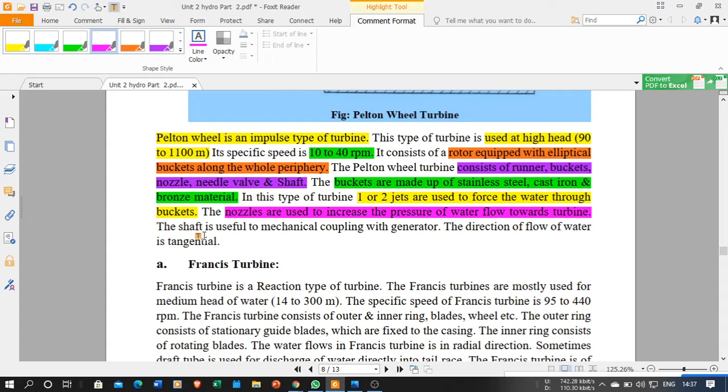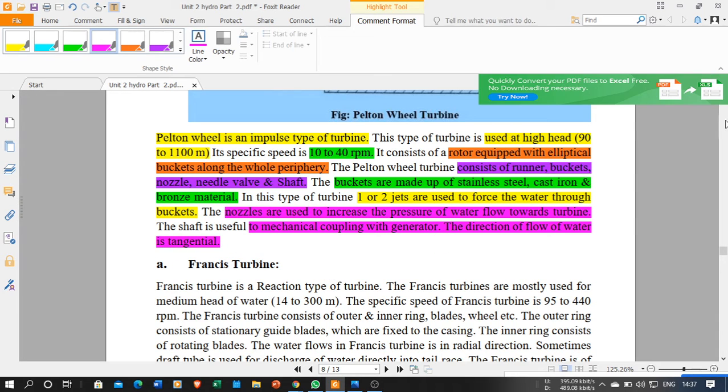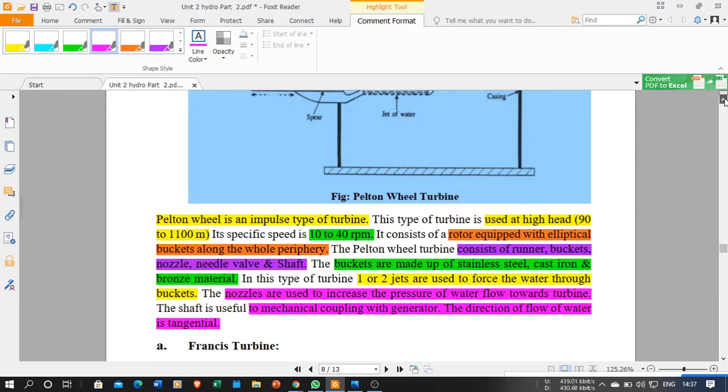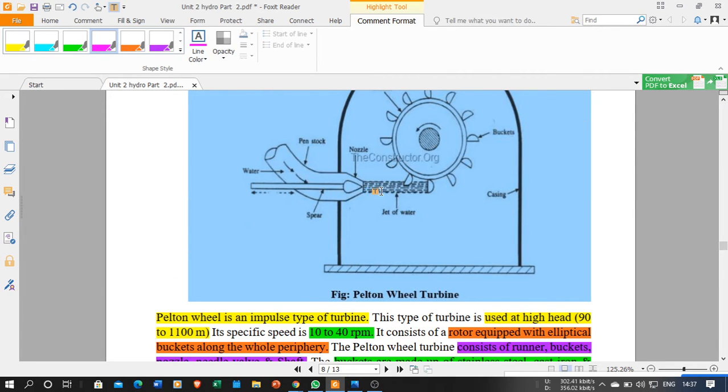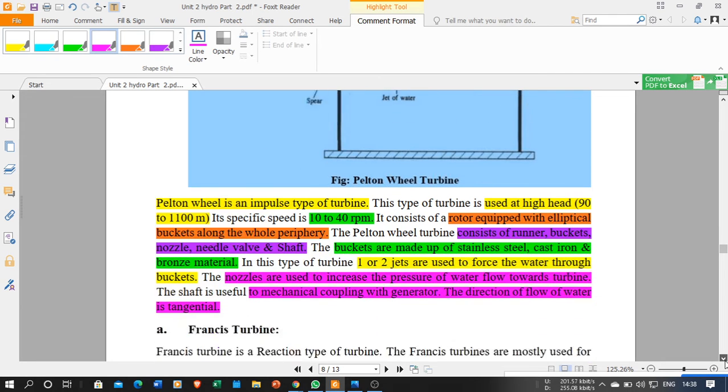The shaft is connected to the mechanical coupling of the generator. The direction of water flow is tangential. If you look here, the direction of water flow is tangential to this rotor. So it is the tangential flow direction.